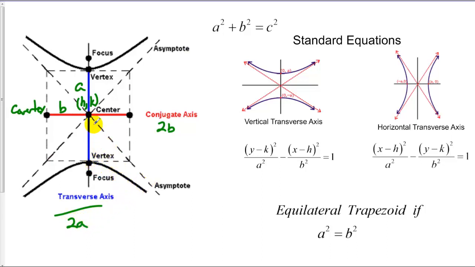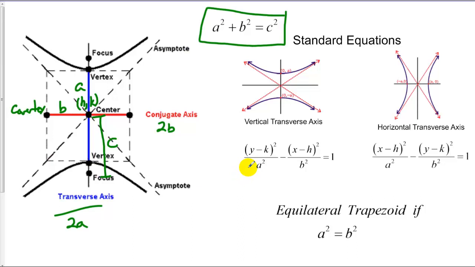And then we have the distance from the center to the focus, and if I were to take that, we call that c. So in this case, c is going to be longer than either a or b. Therefore, I've got a relationship between a, b, and c of a squared plus b squared equals c squared.